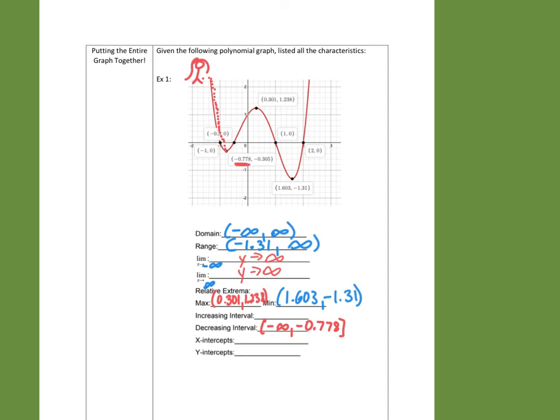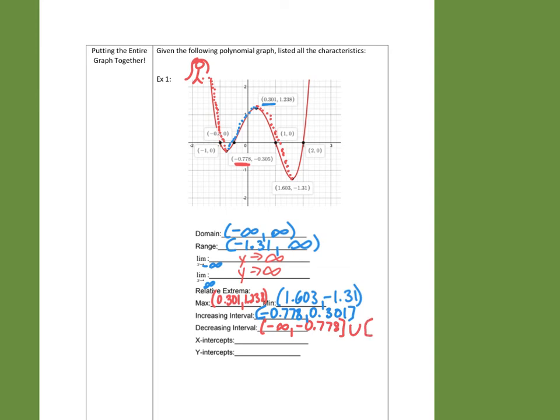Now we'll look, now I start to increase to this point, okay, and that is from where I left off, so negative 0.778 to the x value here, 0.301, I am increasing. Had a turning point though, and now I am running downhill again. So from where I left off, I'm decreasing.